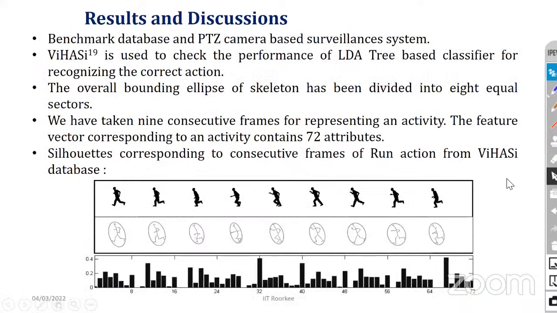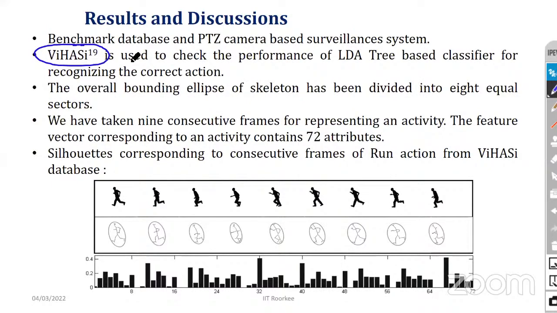So now coming back to our problem. Suppose I have 9 frames. Assume that I have 9 frames and 8 sectors. I divide my ellipse into 8 sectors. So totally I will have 72 attributes. So let us assume that we are going to work on the Virtual Human Action Silhouette dataset. VIHASI stands for Virtual Human Action Silhouette Database.